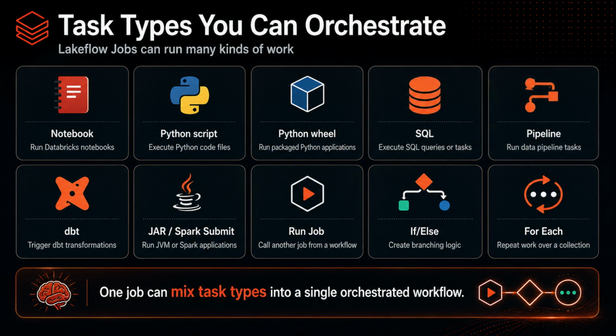Pipeline tasks can execute data pipelines, while dbt tasks can trigger transformation models. For more advanced workloads, you can run jar files, Spark submit jobs, or even call another Databricks job. You can also use if-else and for each tasks to create branching logic or repeat work over a collection. The powerful idea is that one job can mix different task types into a single orchestrated workflow.